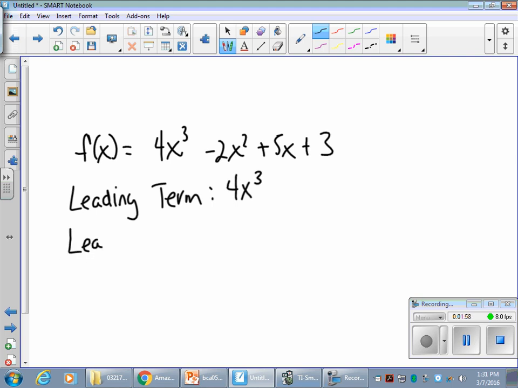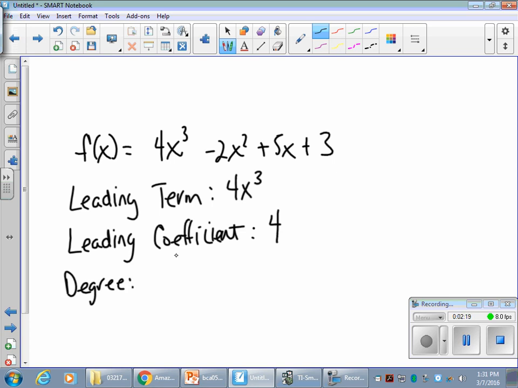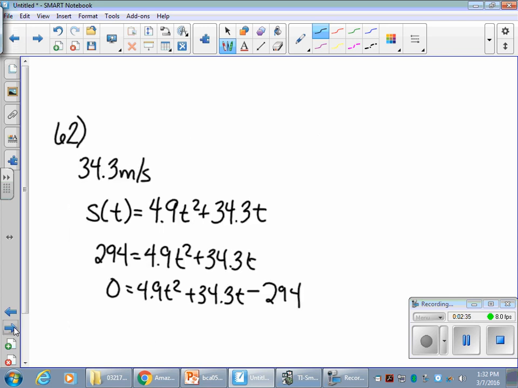The leading coefficient, here's another vocabulary word, a coefficient is a number in front of a variable, so the leading coefficient is that 4. It's the number in front of that leads off your leading term. The degree of this polynomial is the highest exponent, so the degree of this polynomial is 3, and this is a cubic polynomial. Now, knowing the leading coefficient and the degree can help me determine the end behaviors of the graphs. Let me explain to you about end behaviors.